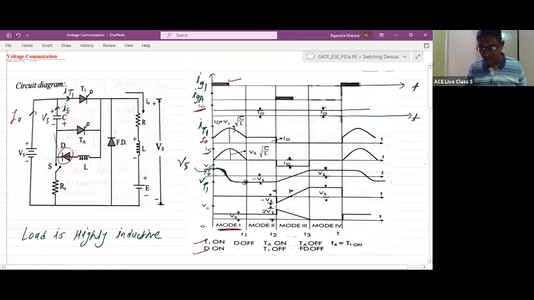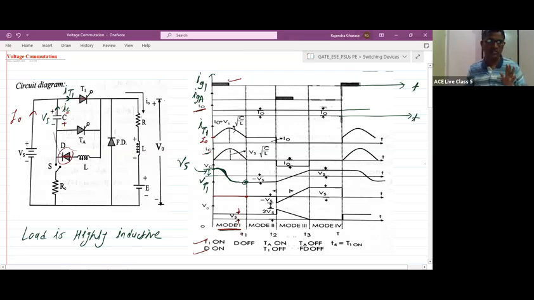Capacitor voltage discharges and charges to the reverse polarity. What is VT1? Voltage across thyristor T1. During mode 1, thyristor T1 is in on state, so VT1 will be 0. From here to here, you can check mode 1. VT1 is 0 only. What about V0? We have written V0 is equal to Vs. So during mode 1, V0 is equal to Vs only. This is Vs, right? V0 is equal to Vs.